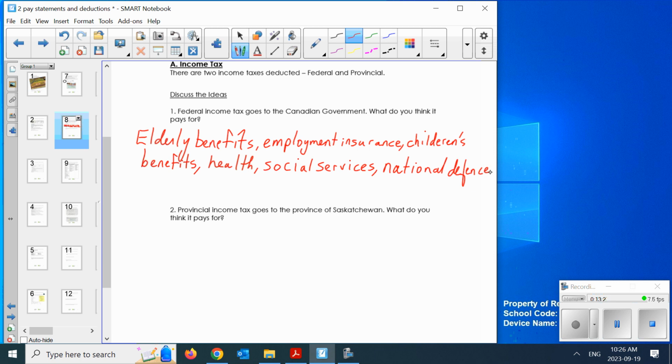Now, I'm not giving the amounts. Elderly benefits is the largest one. From there, everything else is less. Okay.